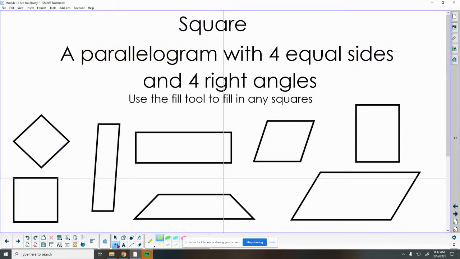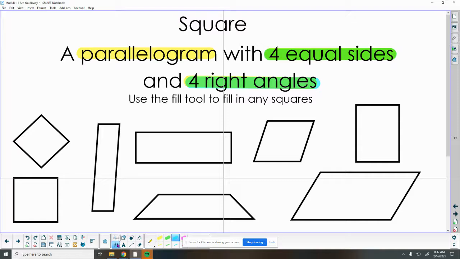Our next one we're going to look at is a square. So it's a parallelogram. That means the opposite sides are parallel, and it has four equal sides and four right angles. This part here is similar to the rhombus. It has four equal sides. And this part here is similar to the rectangle in that it has four right angles. So a square is really a combination of a rhombus and a rectangle put together.